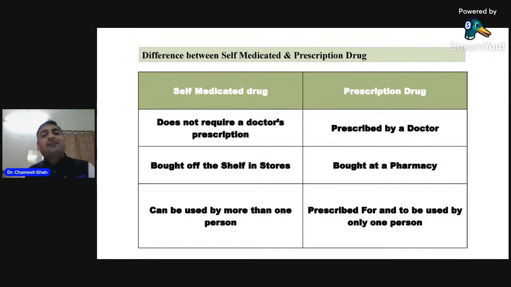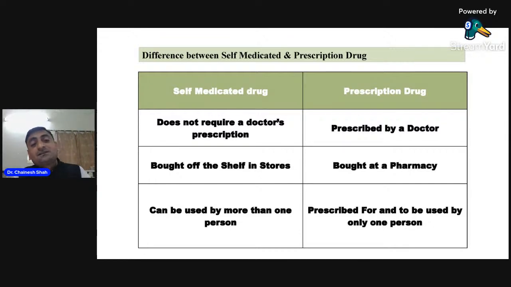So next, the difference between self-medicated and prescription drugs. See, self-medicated means nobody bothers to go to a doctor or healthcare professional and ask; we discussed the reasons also. Directly, just upon some reason, we will take it. Whereas prescription drugs we take only after the practitioner's or consultant's prescription, right? These can be bought through a medical store. But prescription drugs are only and only bought from the pharmacy, right?